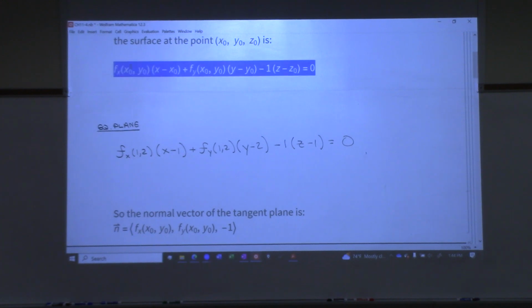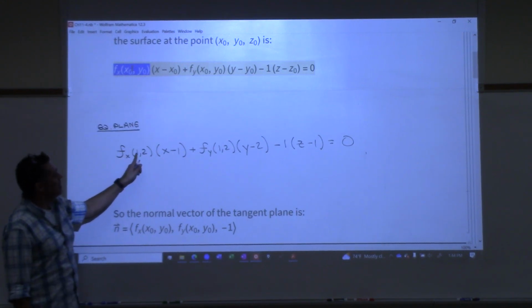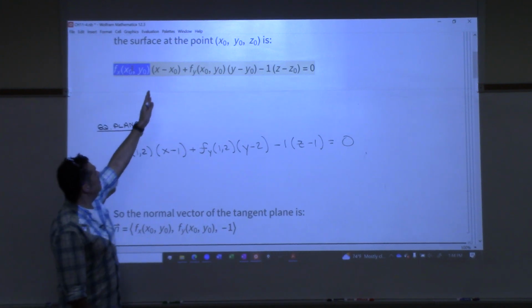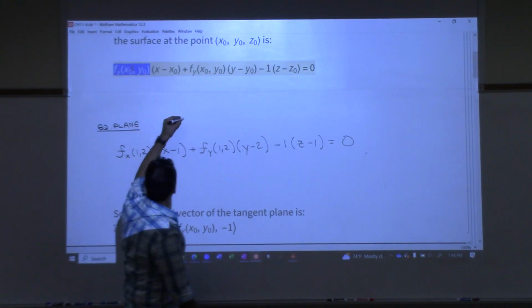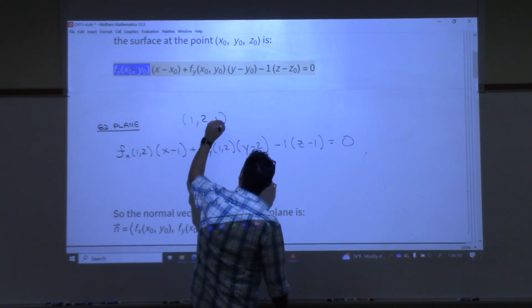So this first piece right here is saying, hey, you've got to take the partial derivative with respect to x and then plug in the x and y coordinate of the point you're talking about. And then you do x minus x naught. Remember, my point here was the point 1, 2, 1. That was the point.